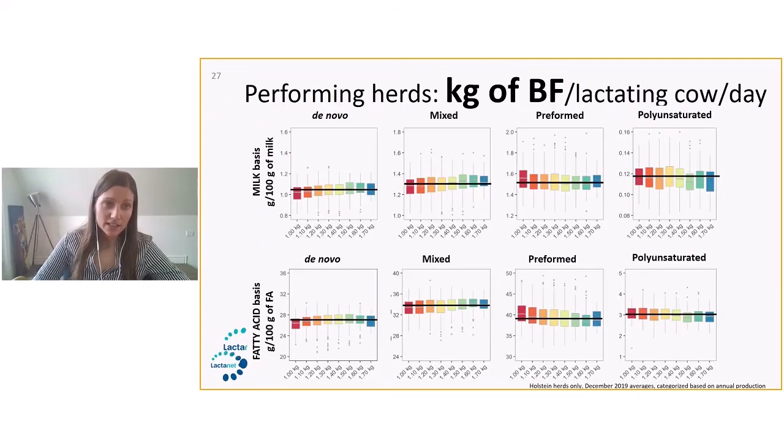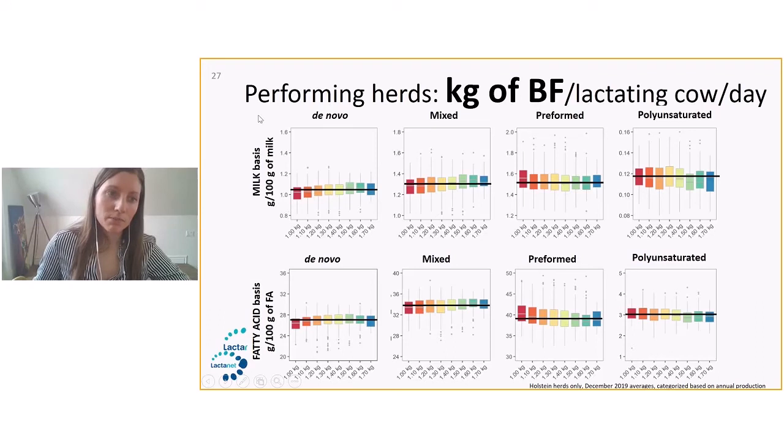Our second analysis was done looking at performing herds, but the definition of these herds was kgs of butterfat per lactating cow. So it's a little different. We didn't just look at kgs of milk, but actually at kgs of butterfat. Again, these fatty acid analyses are coming from December averages, but they are categorized based on annual production, so the kgs of butterfat annual production, with the fatty acid profile coming from the December data, just because there is more stability in that specific month.